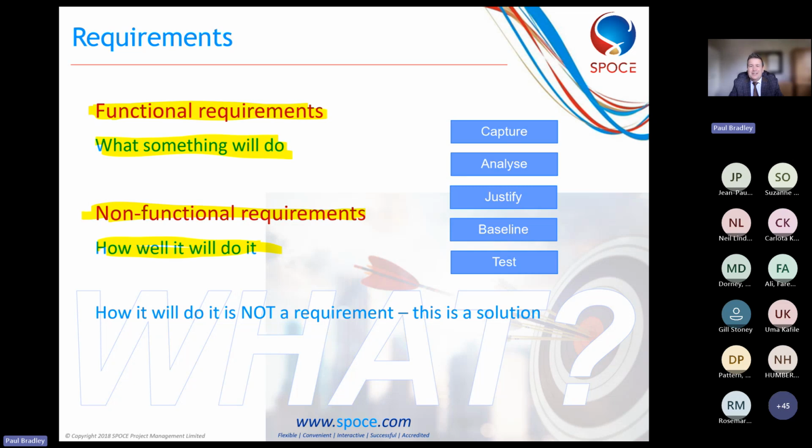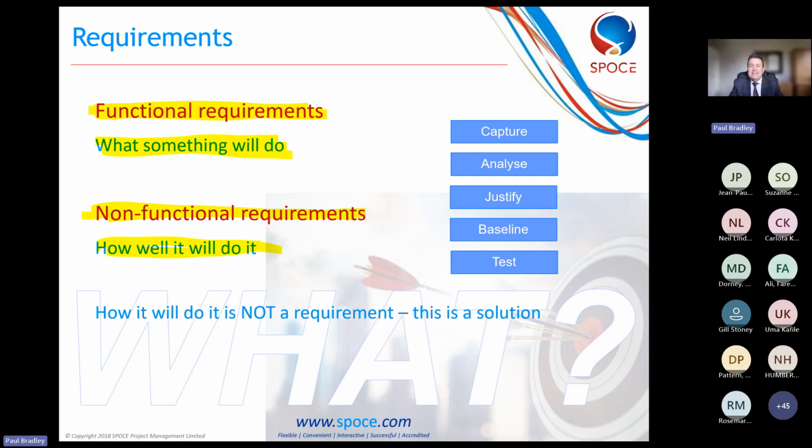Analyzing is looking at each of the requirements, making sure it has a purpose, making sure that we don't have any overlaps with other requirements, making sure that there are no gaps between those requirements, and that everything's going to hang together properly.